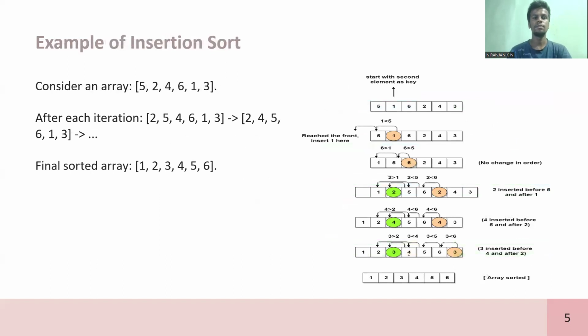So one more example of insertion sort. Consider an array of 5, 2, 4, 6, 1 and 3. After each iteration, the elements go like 2, 5, 4, 6, 1, 3. As you can see in the diagram, each element goes through an iteration and is brought to its ascending order. So we get a final sorted array as 1, 2, 3, 4, 5, 6.